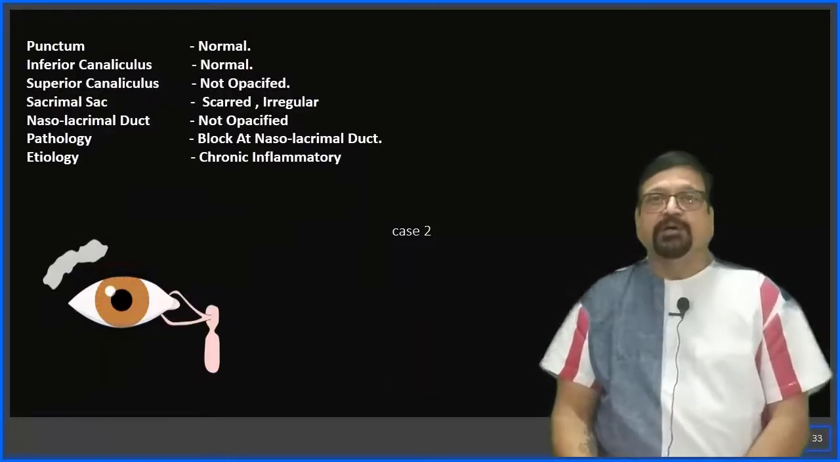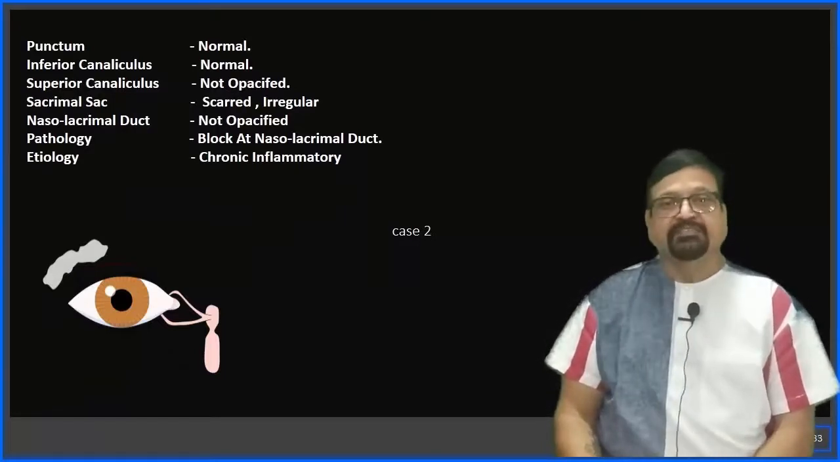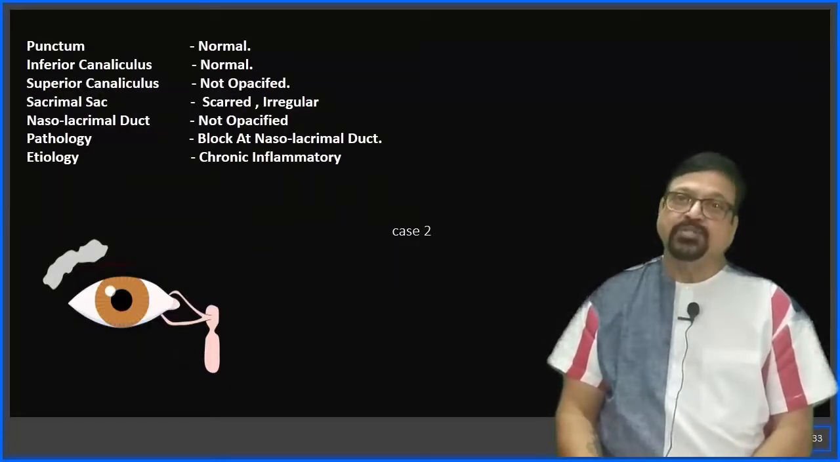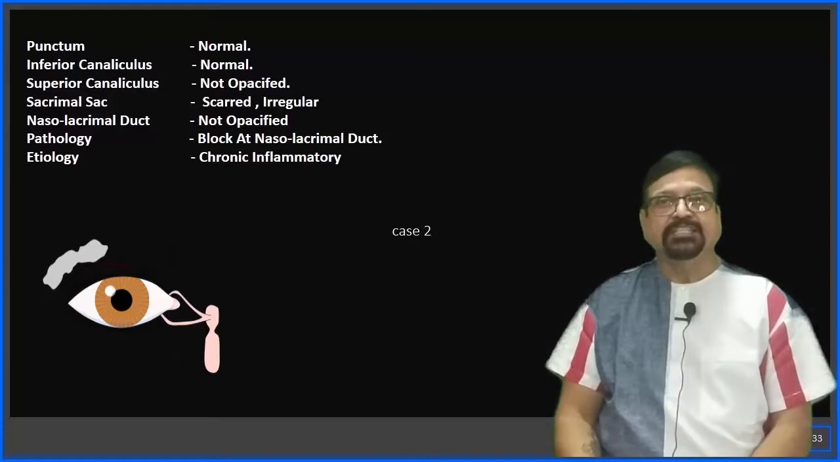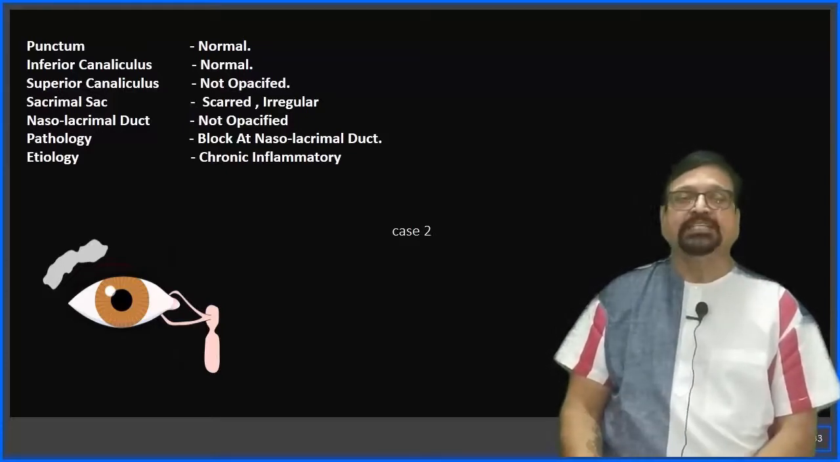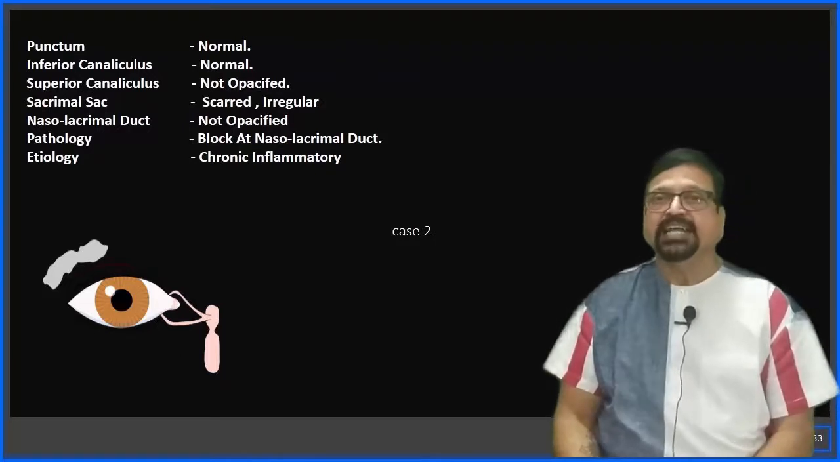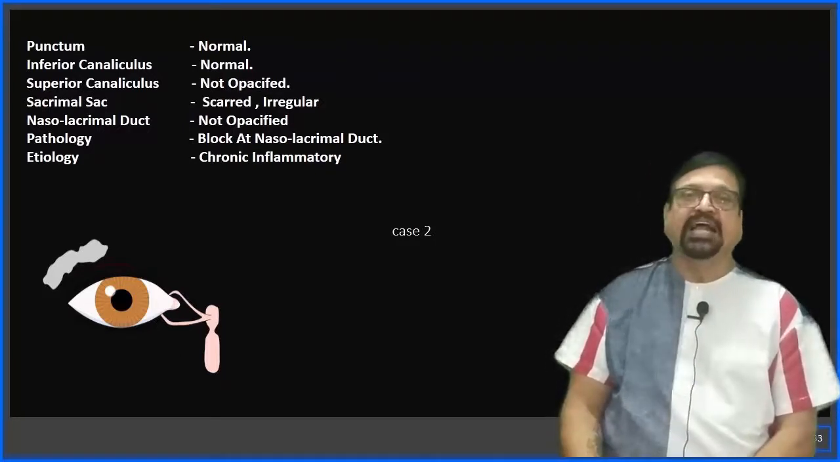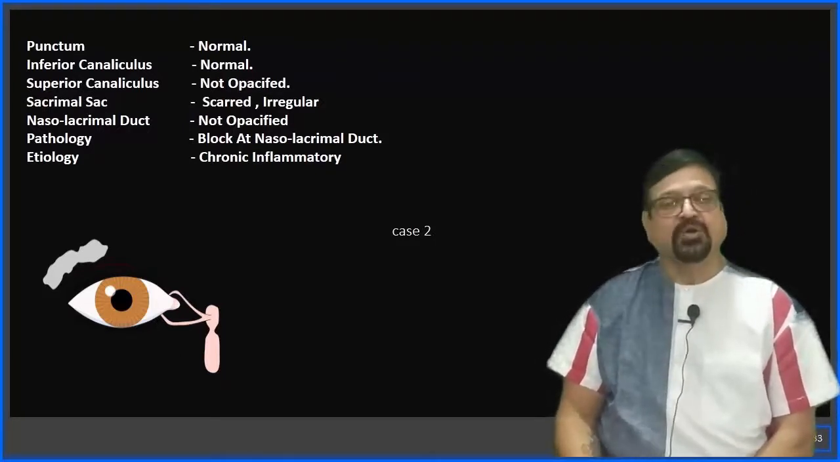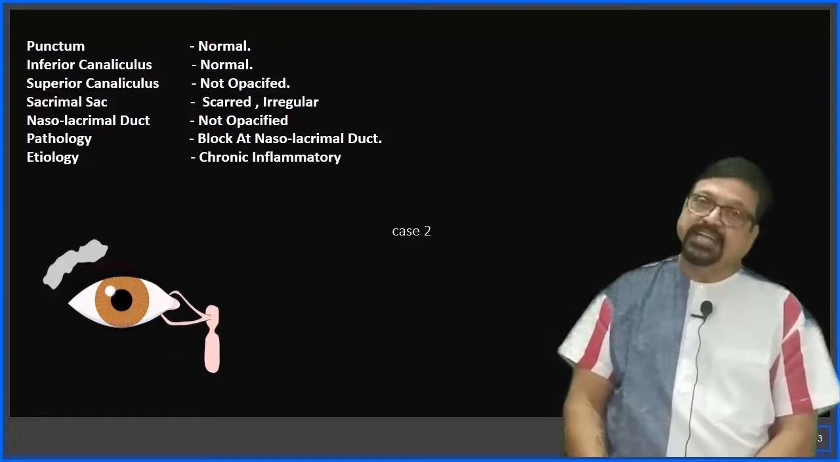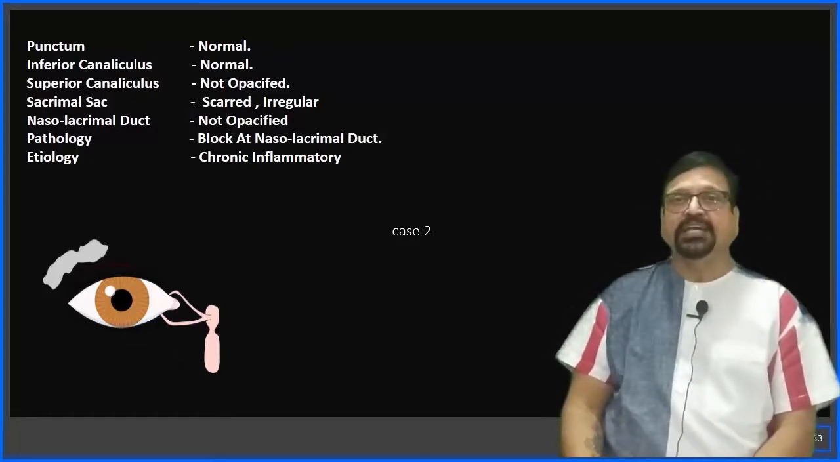See now what is happening. Punctum is normal, yes, in the film also, and when you are doing the procedure also. Then the inferior canaliculus is normal, the superior canaliculus has not opacified, so that you will have to take as a first point. Then the lacrimal sac is scarred, irregular, and the nasolacrimal duct has not opacified. So what does it indicate? It indicates a block at the nasolacrimal duct, and the etiology should be chronic inflammatory.